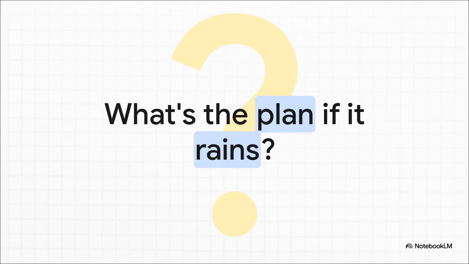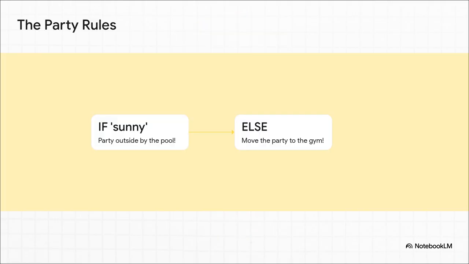We need a clear plan A and a solid plan B. The whole outcome of the party really depends on this one single thing. And the rule itself is super simple. If it's sunny, it's a pool party. But if it's anything else, we move the whole shebang to the gym.